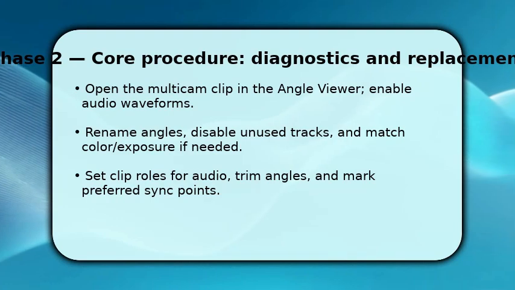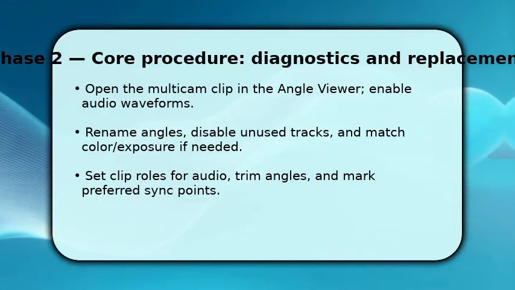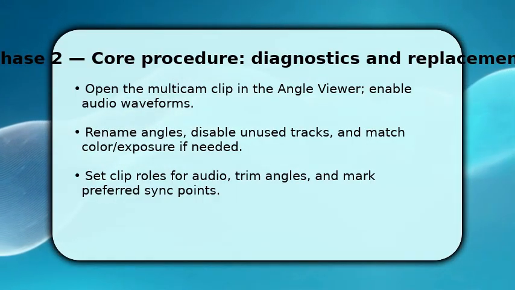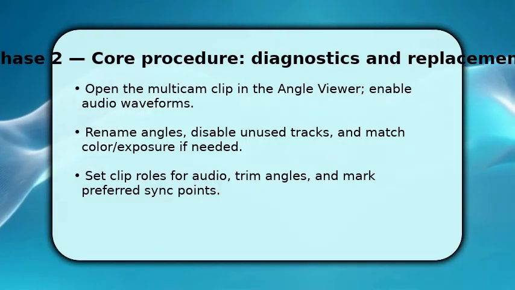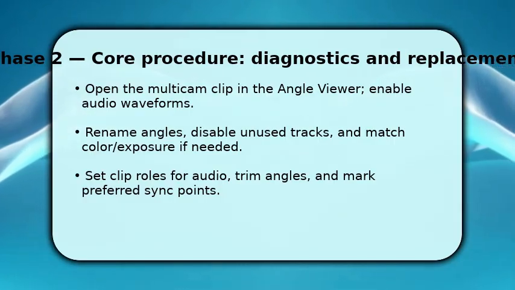You then open the multicam clip in the angle viewer to inspect each camera. Enable audio waveforms so visual and sound alignment become obvious. Next, rename angles for quick identification, hide or disable unused tracks, and match color or exposure so cuts feel seamless. Also assign roles to audio tracks and trim angle clips to remove dead space. These steps reduce confusion later and ensure your timeline contains clean, consistent angles ready for live switching or manual editing.